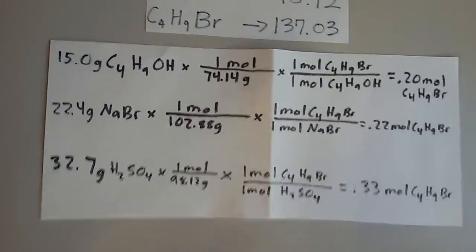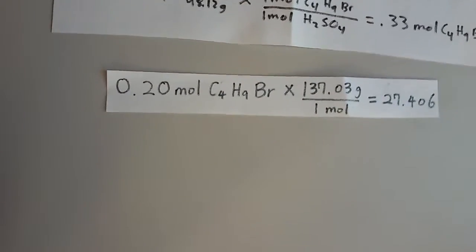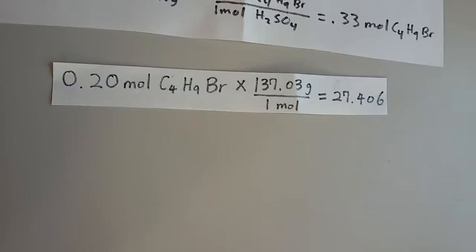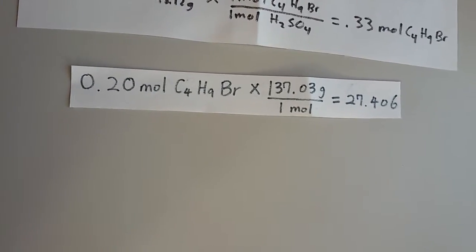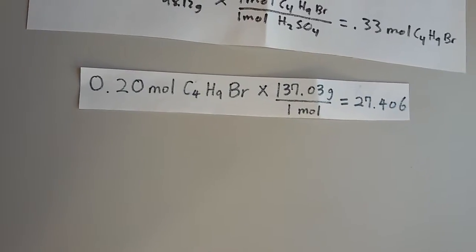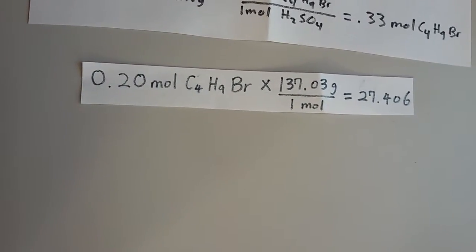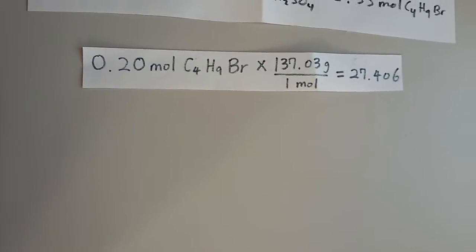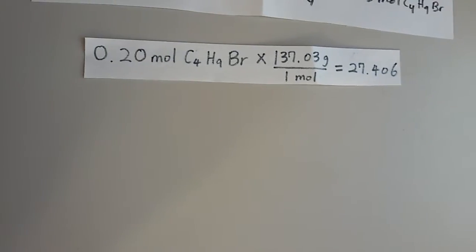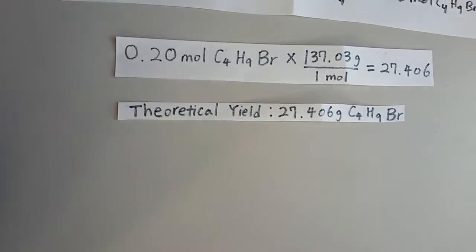So, here's our theoretical yield. So it says 0.20 mole C4H9Br times 137.03 grams over 1 mole equals 27.406. So by that, our theoretical yield will be 27.406. Yep, so there's our answer to part A.